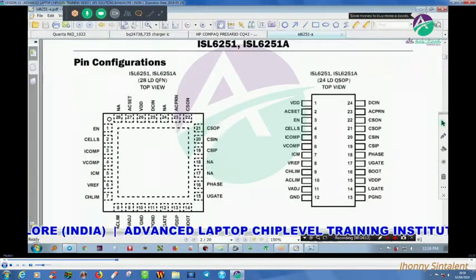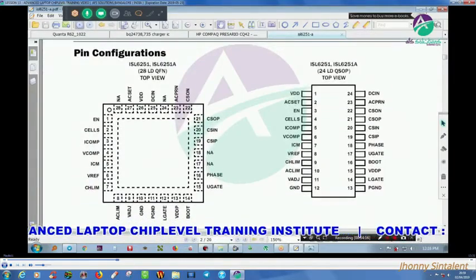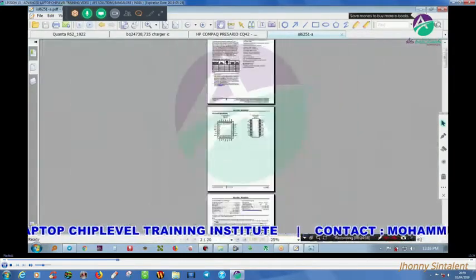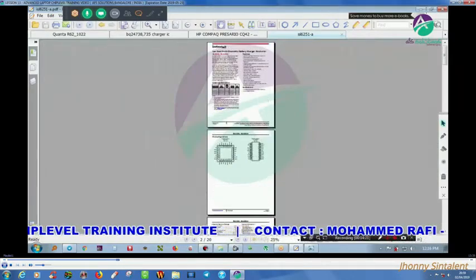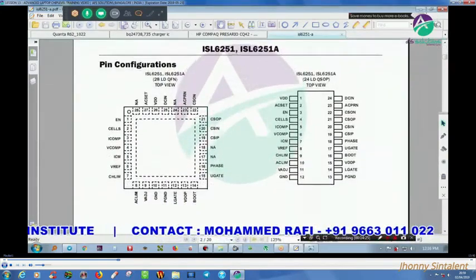I would like to tell some small clues here. When I am speaking about the data sheet, what is this? This is the data sheet of a charging IC.